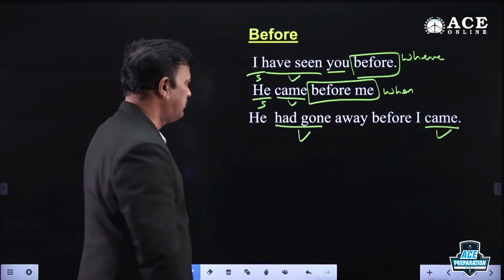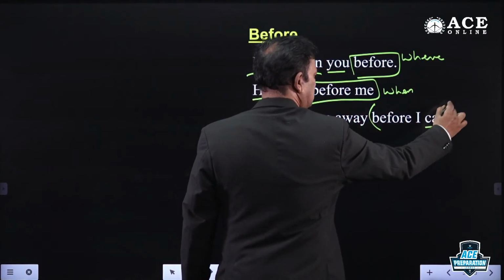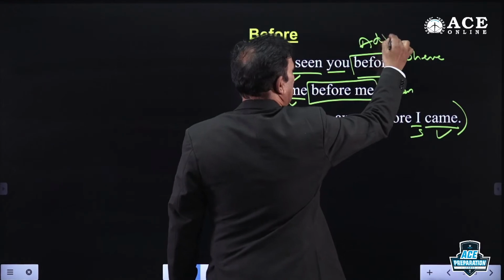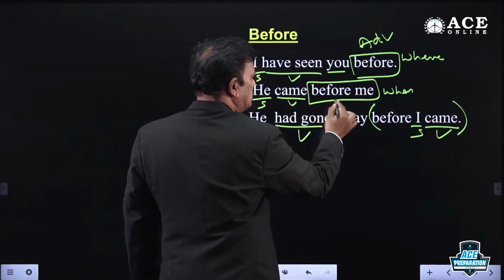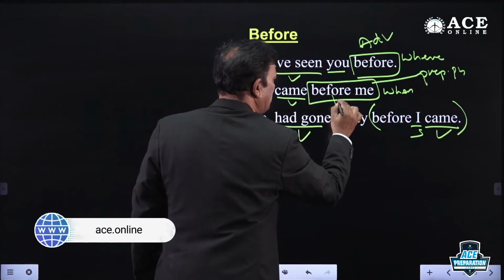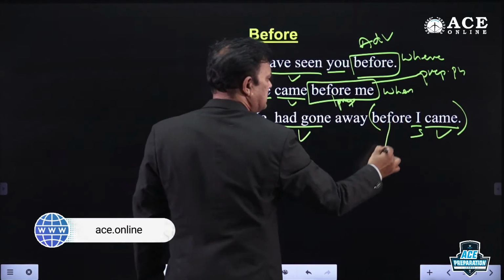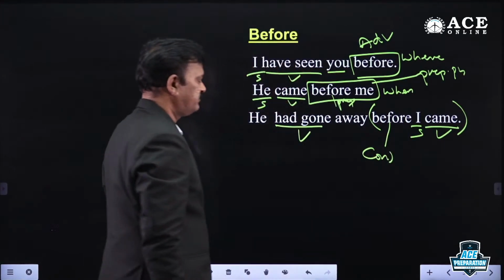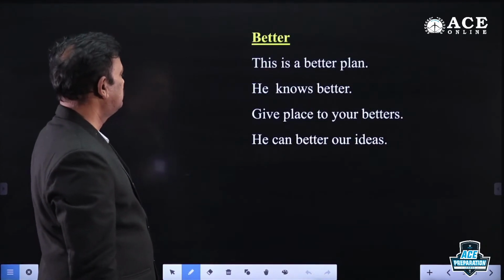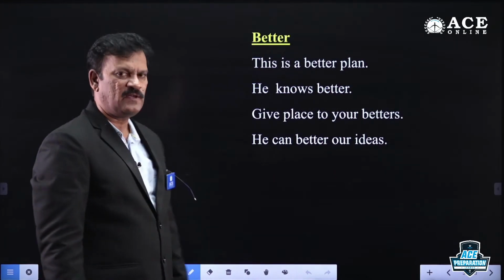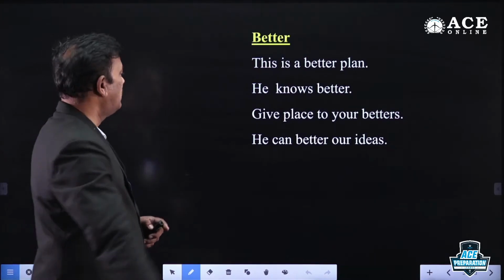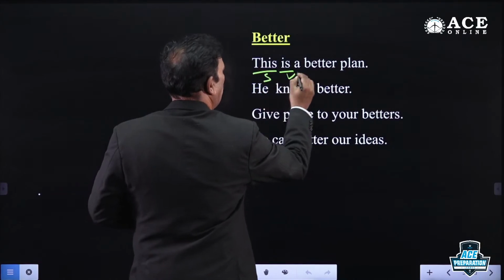Two verbs are there. I'm looking for a conjunction. Adverb group, so prepositional phrase. So this has to be a preposition. This is a conjunction. Okay. Guys, check this one. This is what?